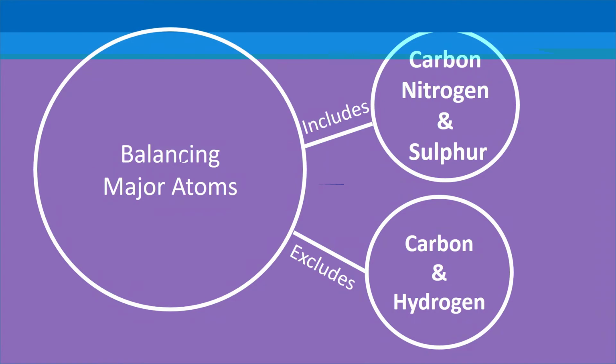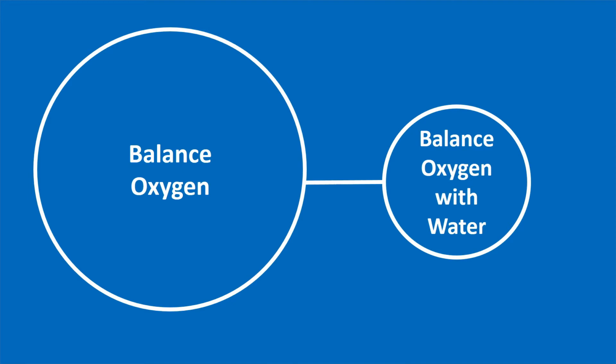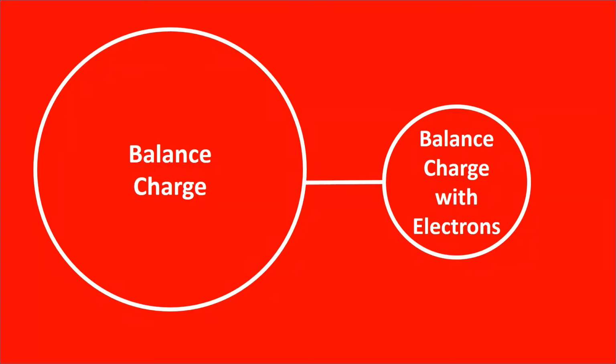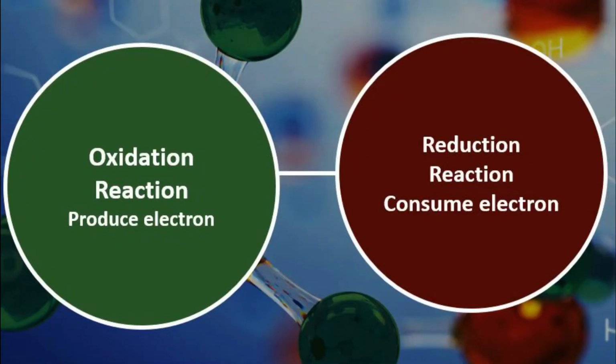The next step is to balance the oxygen atoms by adding water molecules. Next, balance the hydrogen with hydrogen ions. Finally, balance the charge with electrons. After these four steps, one obtains a balanced half reaction, either the oxidation reaction or the reduction reaction. Oxidation reactions will produce electrons. Electrons appear on the right-hand side of the equation. Reduction reactions will consume electrons. Electrons appear on the left-hand side of the equation.